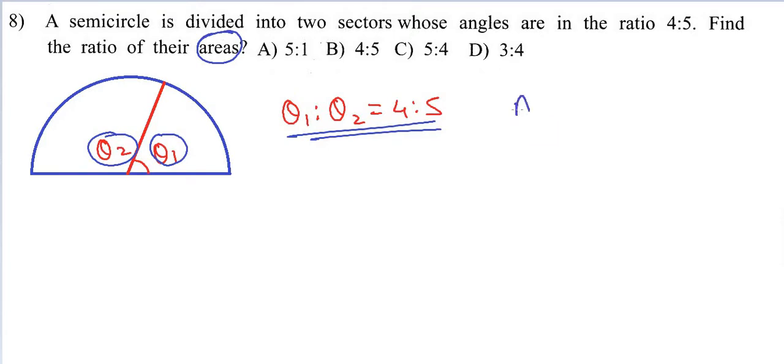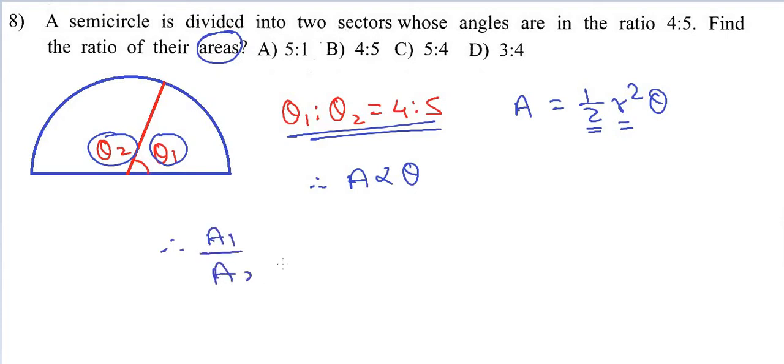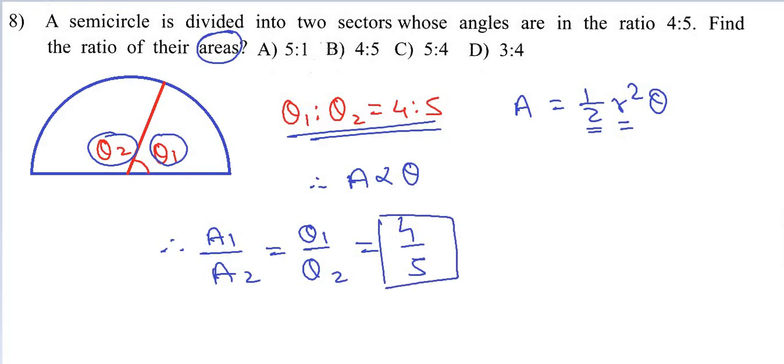Now area of a sector is given by the formula half r square into theta. Now see over here, half is a constant term, and radius r is the same for both the sectors because they belong to the same semicircle. Therefore we can write that area is proportional to theta. And now once area is proportional to theta, we can write that a1 divided by a2 is equal to theta 1 divided by theta 2. We have theta 1 upon theta 2, that is 4 upon 5. So this is the final answer, and so 4:5, B is the correct option.